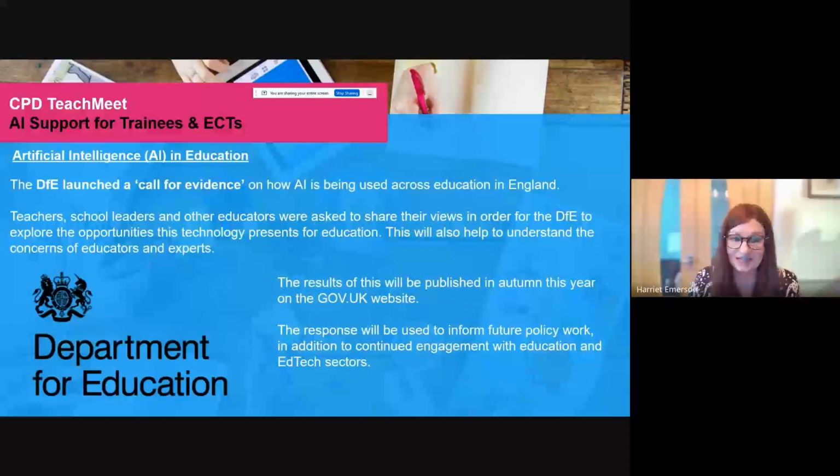So the DfE decided to call for evidence on how AI is currently being used in education. So teachers, school leaders and other educators were asked to share their views in order for the DfE to explore the opportunities this technology presents for education. So this will help to understand the concerns of experts and educators too. And these results will be published later this year on the Gov website. This information will then be used to inform future policy work in addition to continued engagement with education and edtech sectors.